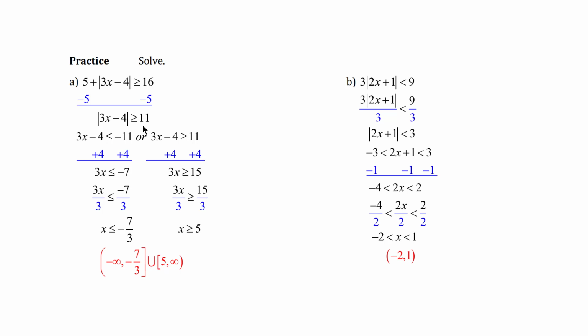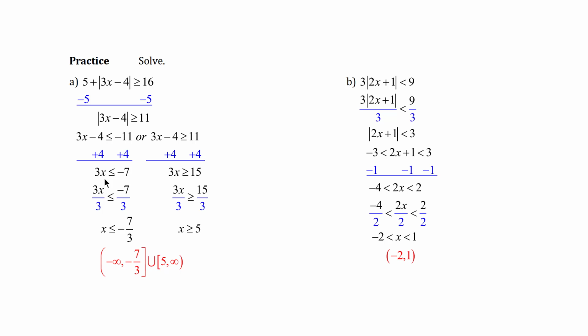Applying the third rule, we could rewrite our absolute value inequality as 3x minus 4 less than or equal to negative 11, or 3x minus 4 greater than or equal to 11. Starting with the first inequality, we get rid of the minus 4 by adding 4 to both sides of the equation. Simplifying the left-hand side, the minus 4 and the plus 4 cancel out. We bring down the 3x. On the right-hand side, minus 11 plus 4 is negative 7. The result is 3x less than or equal to negative 7.